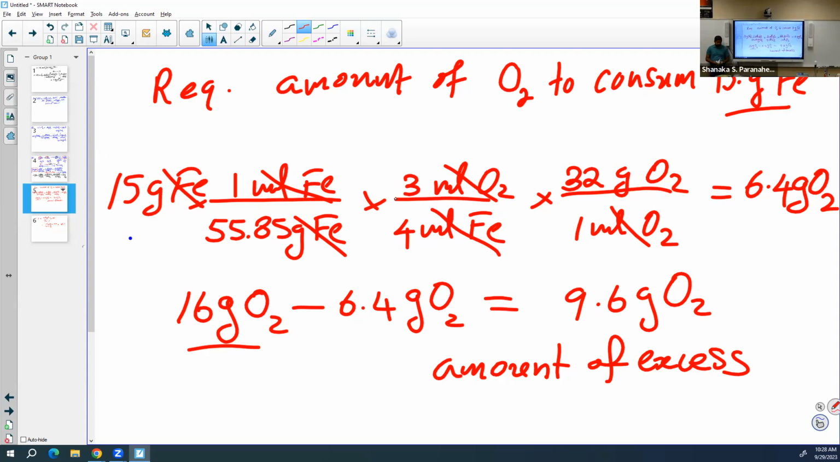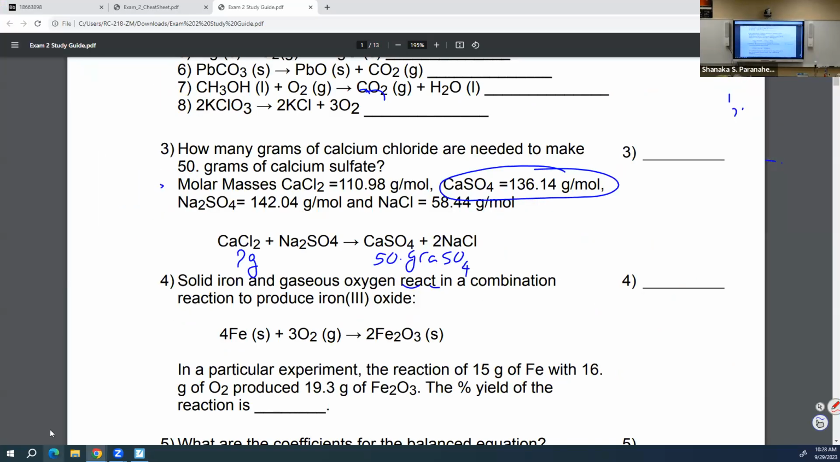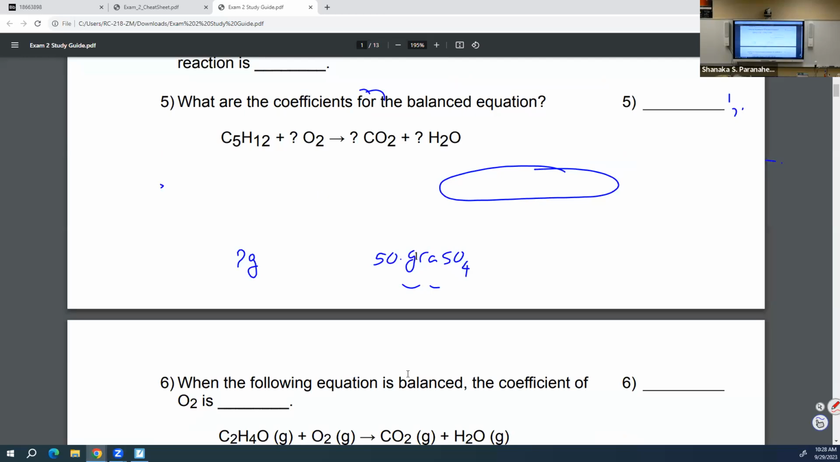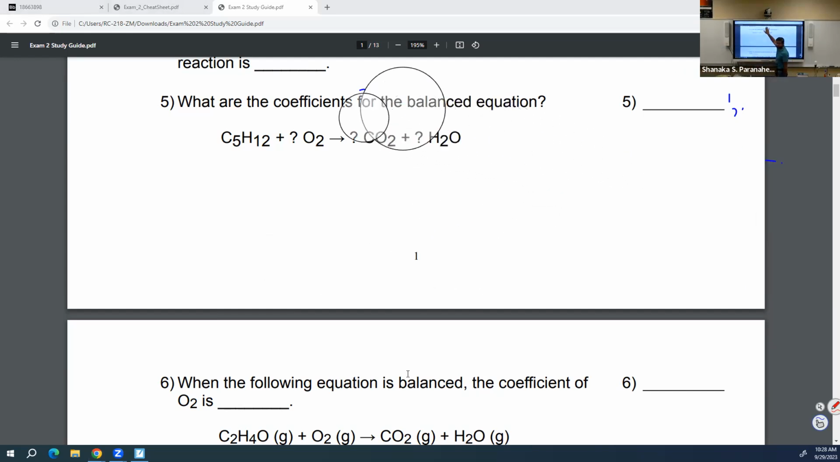Okay, so probably that might be the most difficult question. First we have to find the required amount of oxygen and then subtract it from the given. Then there will be 2-3 questions to balance chemical reactions. We talked about those at the beginning of chapter 3. In order to balance a chemical reaction, we count the number of atoms, not molecules, not ions, not anything else. Simply, we count the number of atoms.